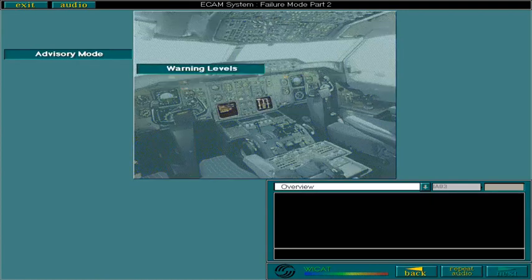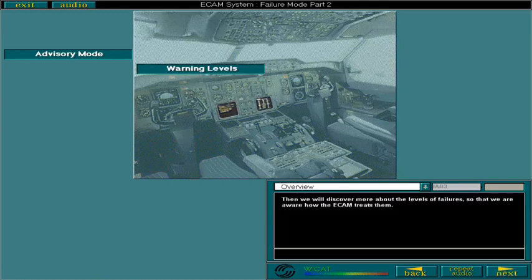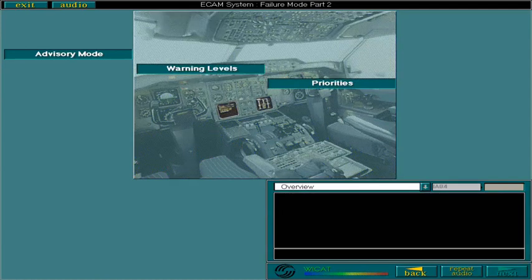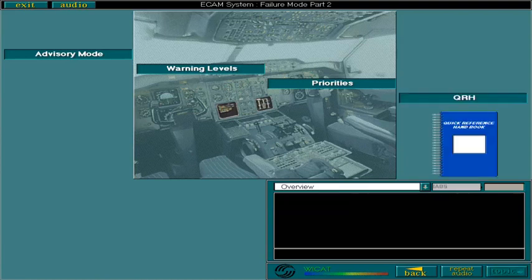Then we will discover more about the levels of failures so that we're aware how the ECAM treats them. Next, we will cover priorities to understand that the ECAM system doesn't just throw any and every malfunction at the crew all at once. It sorts them and presents them according to a priority order. We will examine this priority and see what it means to the pilots. And finally, we'll look at some failures or parts of failures where you have to use the paper checklist, also known as the QRH, Quick Reference Handbook. We will look at some of the symbols and codes used in this reference book.